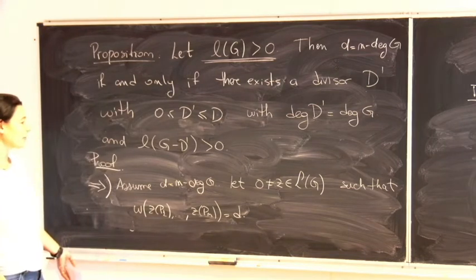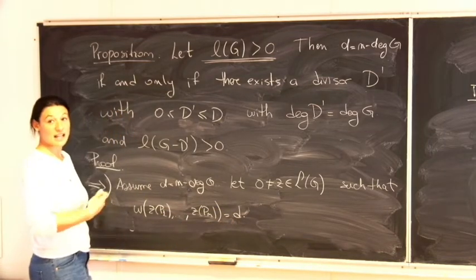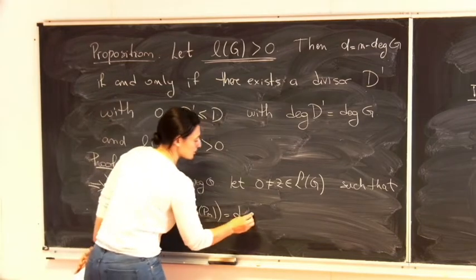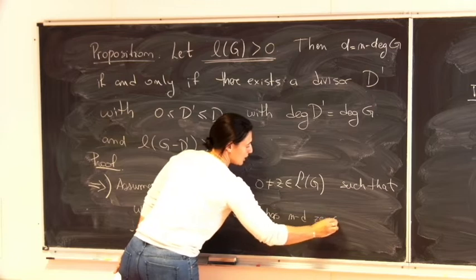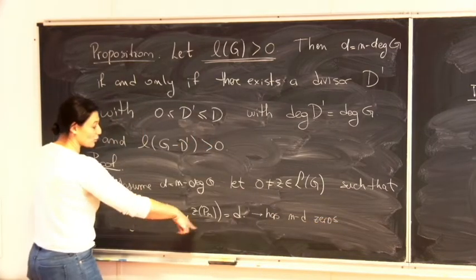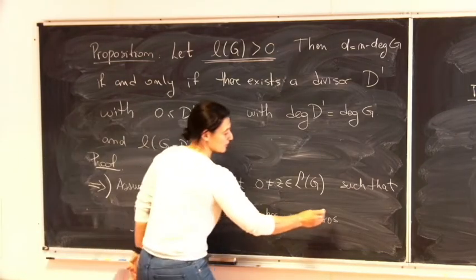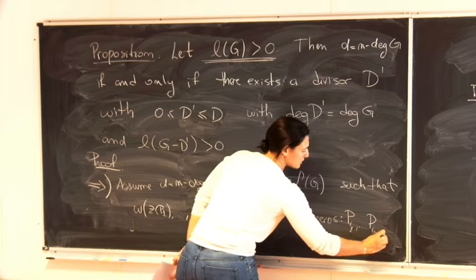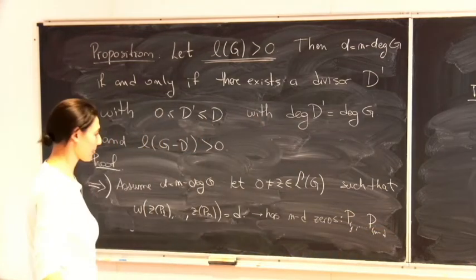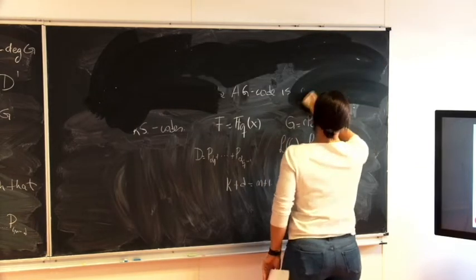And so, as we did before, since this word has d non-zero elements, that means it has n minus d zeros. And the zeros of this word are going to be some of the places involved in the divisor D, that I'm going to call, as before, P_i1 to P_i(n minus d). And so the divisor D prime that I'm picking is the sum of those places.